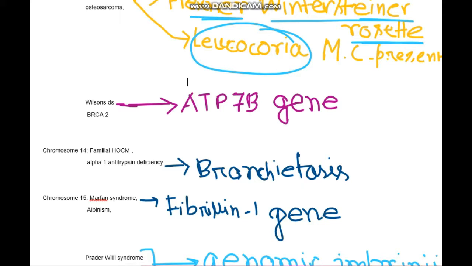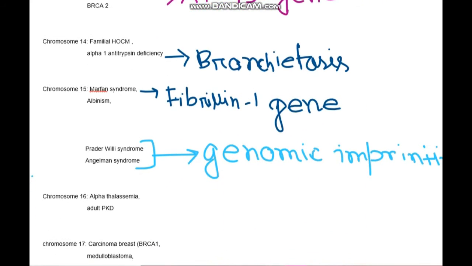For Wilson disease we have the ATP7B gene, which is responsible for an imperfect copper transport mechanism. Because of that there is a lot of copper deposition in the liver, kidney, heart and eye, the iris of the eye, which we call the Kayser-Fleischer ring. And chromosome 14 we have familial HOCM. In this the myofibrils of the heart are disarranged in an improper way. And alpha-1 antitrypsin deficiency, in which we can see bronchiectasis as a part of COPD, so we'll make a different video on that.